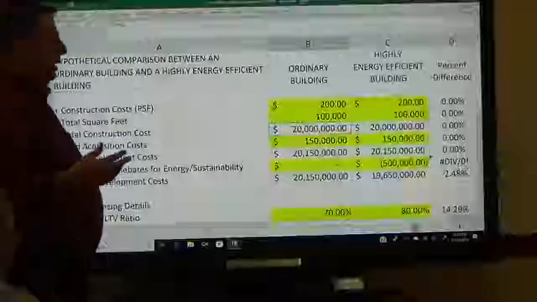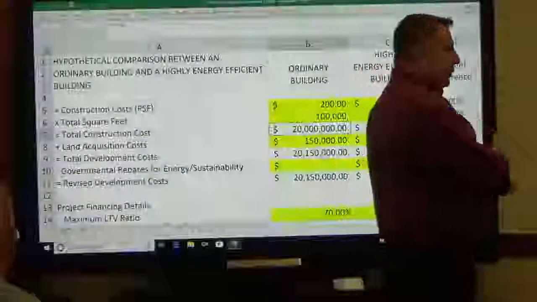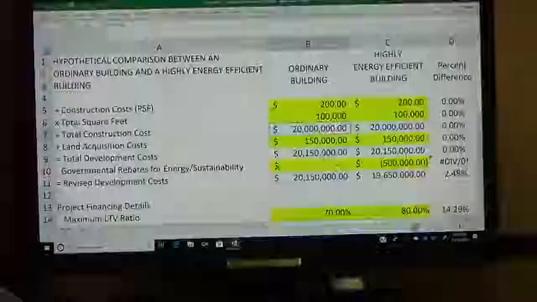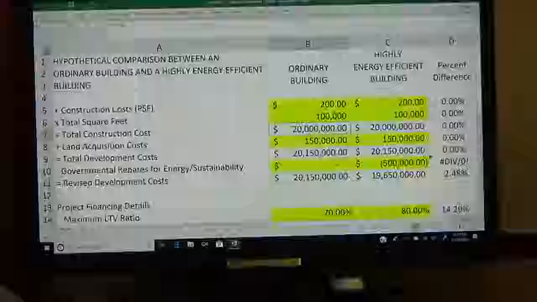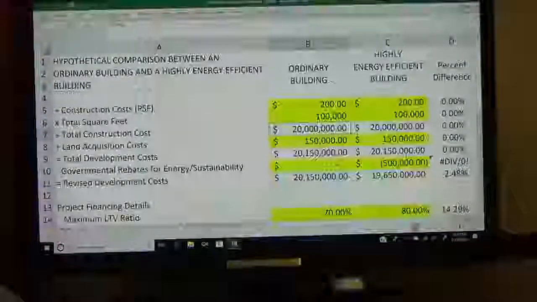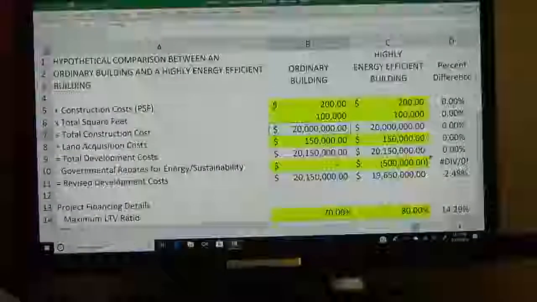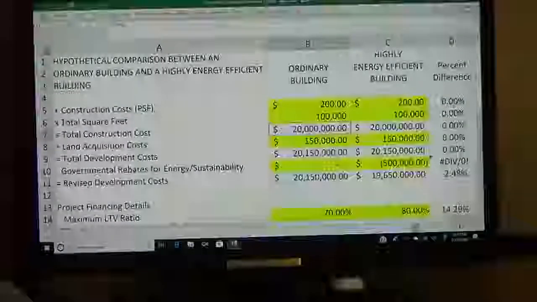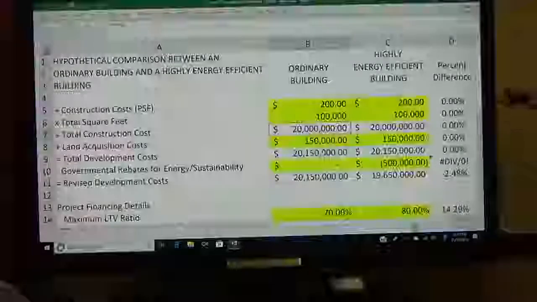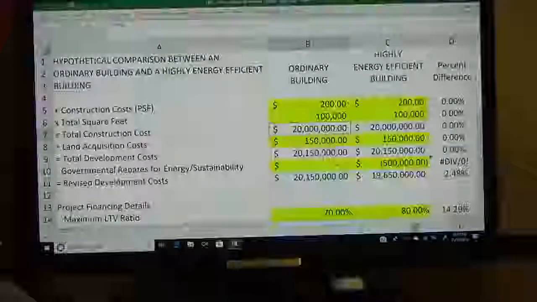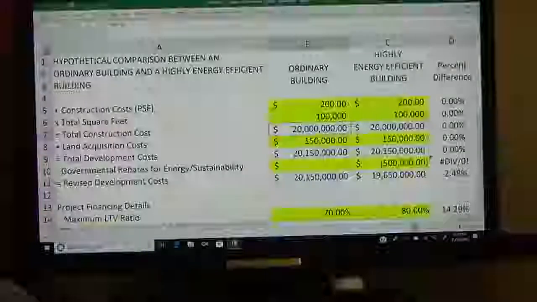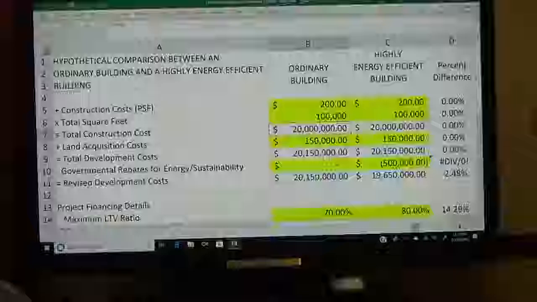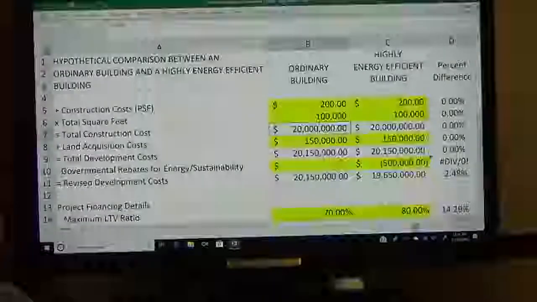Now, what is that rebate for? It doesn't really specify, but it could be anything from making sure the building has a really high level of insulation, to solar panels, to highly energy efficient windows. There could be a whole variety of things, but whatever it is, they've given you $500,000 to help offset those costs if there were additional costs, okay?